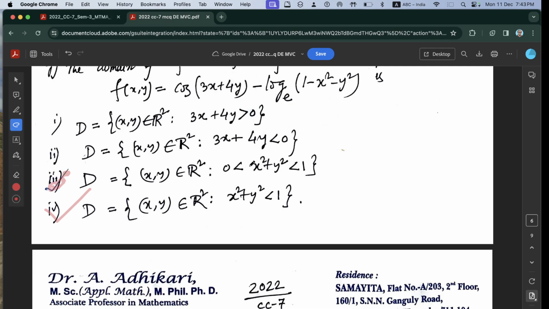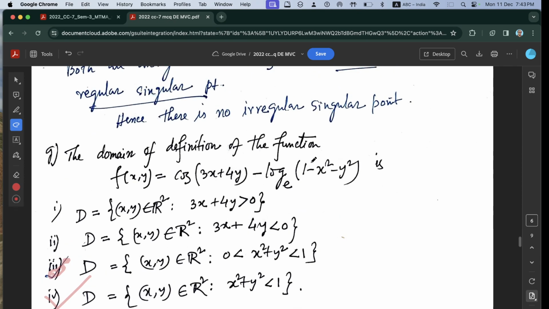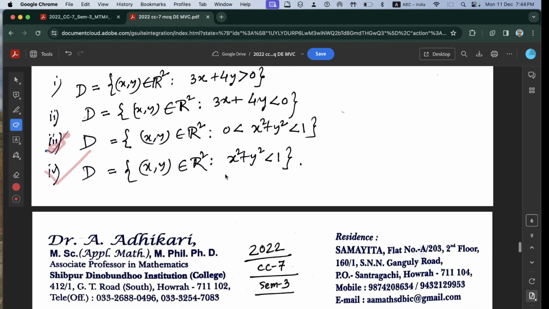If we put x square plus y square equal to 0, then this is log 1. So log 1 is 0, and at (0,0), cos 0 is 1. 1 minus 0, log 1 is 0. So the value of f is cos 0, which is 1. Correct answer is 4.